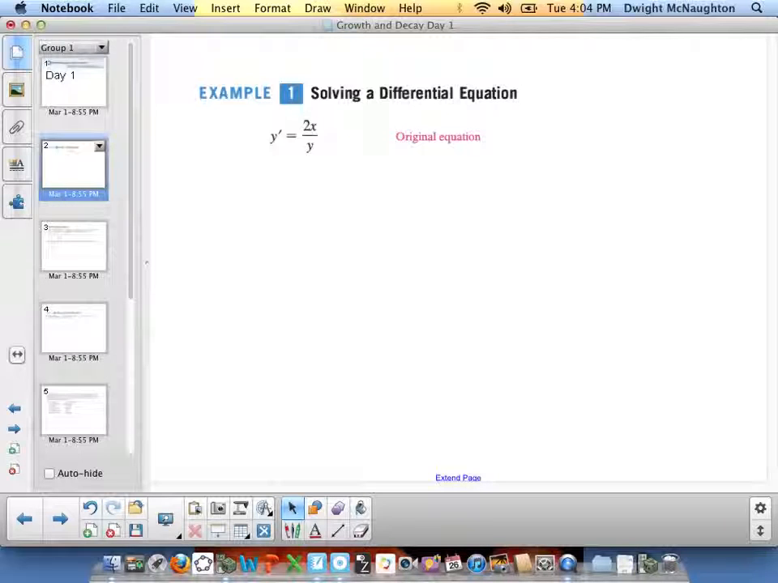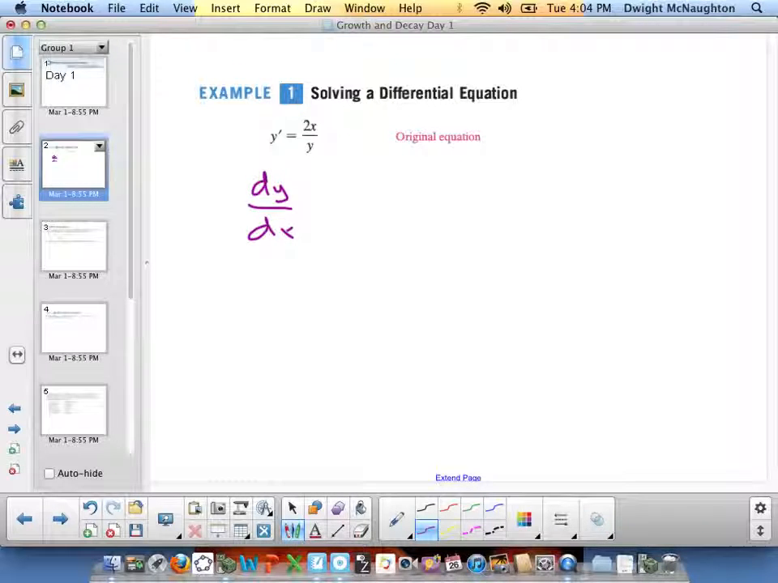As we solve this, let's remember that y prime is really dy/dx equals 2x over y. What we want to do in this case is get all the y's together on one side and all the x's together on the other side. This is a method called separation of variables. So I'm going to multiply both sides by y, and multiply both sides by dx. So we'll get y dy equals 2x dx.